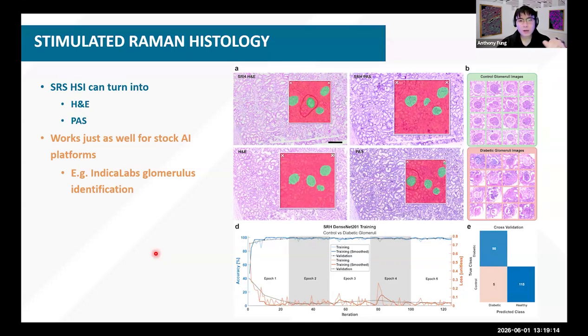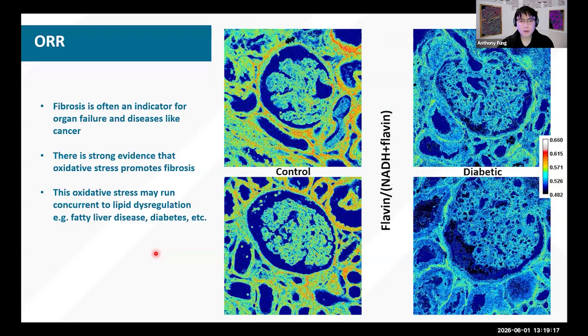And again, so the optical redox ratio, bringing it full circle, measures the redox state of the tissue. We find that fibrosis is often an indicator for organ failure, and there's a strong link between fibrosis and oxidative stress. And with FLIM, you can get a better picture of these redox states. But at the very least, we can see why this kind of modality might help in the classification accuracy of this disease.